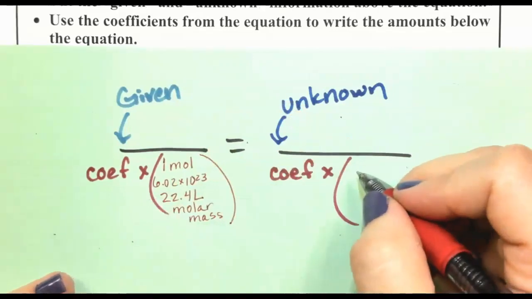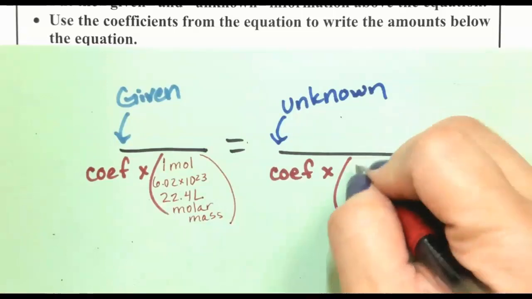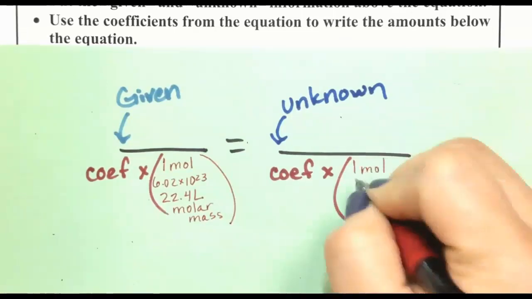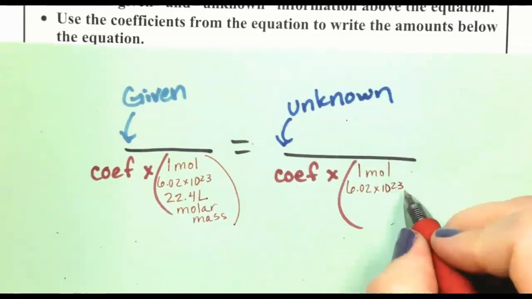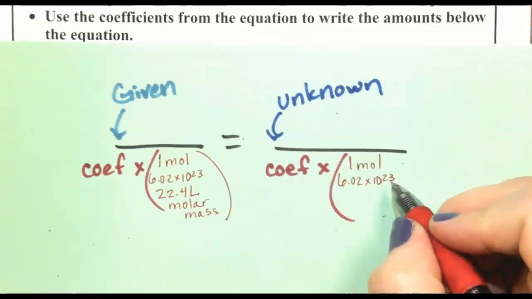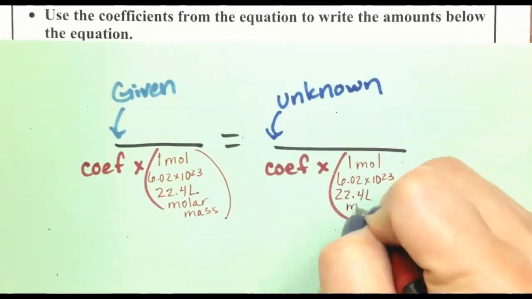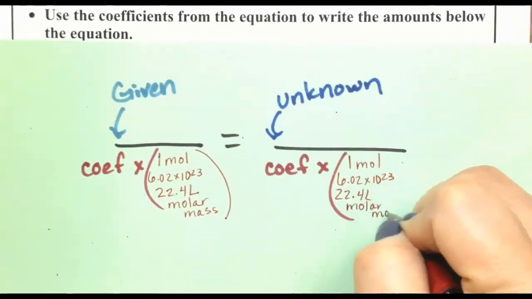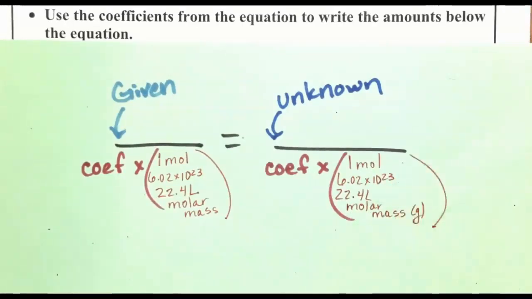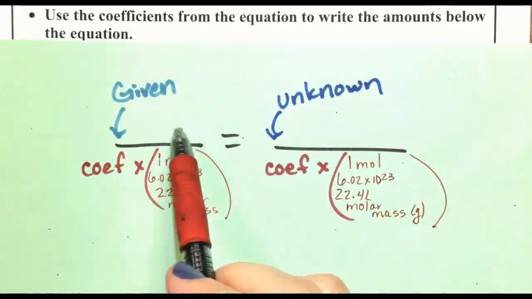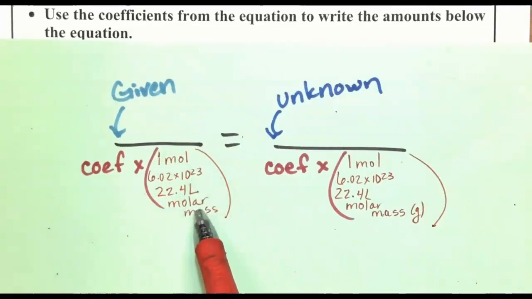And that's going to be the same thing over here. Whatever the unit is here, the unknown, what we desire, is going to be 1 mole or 6.02 times 10 to the 23rd, and this is going to be atoms, molecules, formula units, etc. And then 22.4 liters or molar mass, which if you don't recall is grams, and we get it from the periodic table. So whatever unit you have up here, that's going to tell you which of these to put in the parentheses at the bottom.